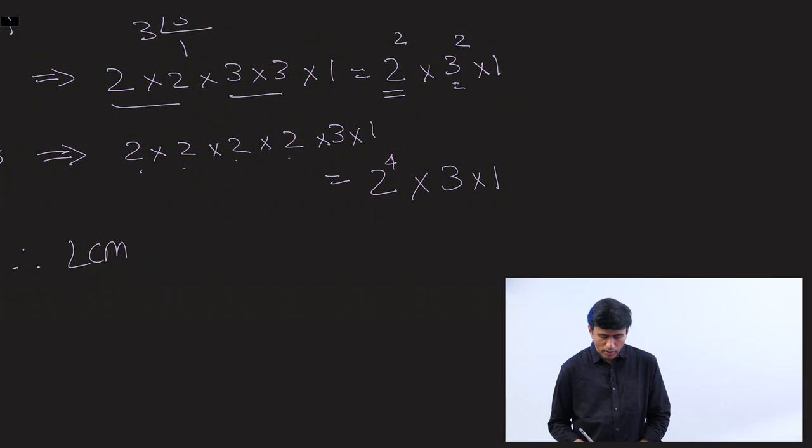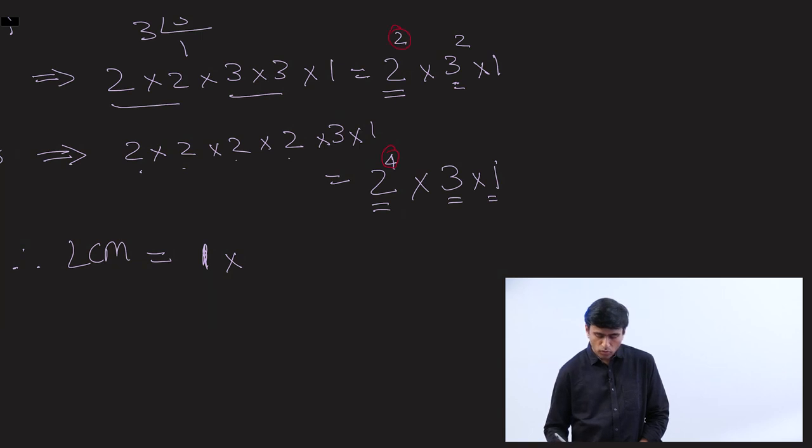Now, if you have to do LCM, you need to take all the factors, but only the highest power. So let's see, what are the factors that are there? We have 1. What is the highest power of 1? It's 1.